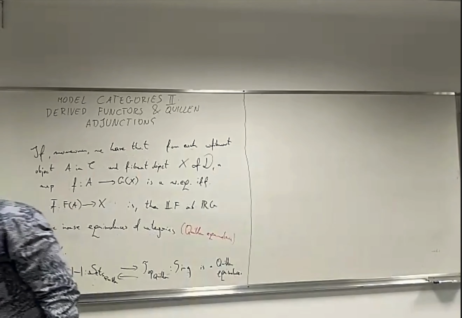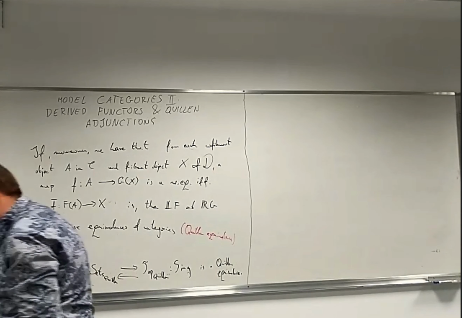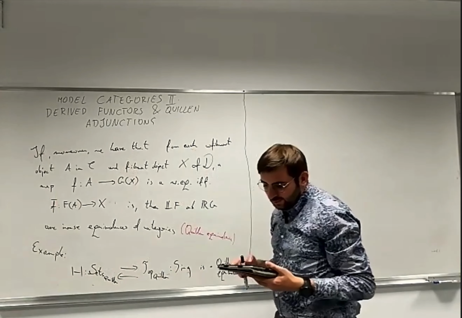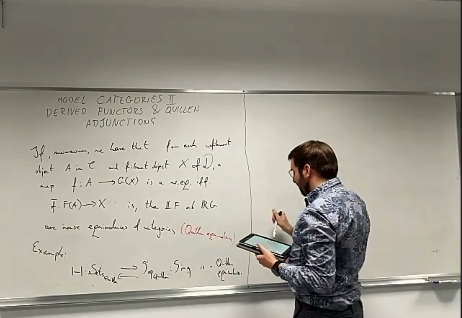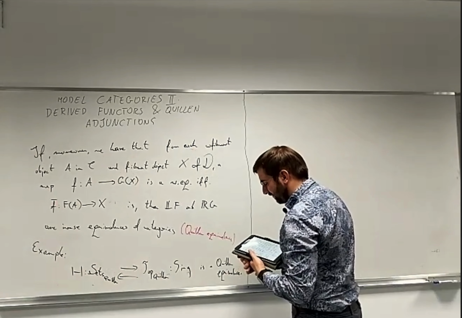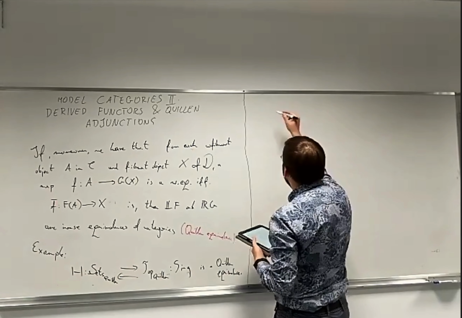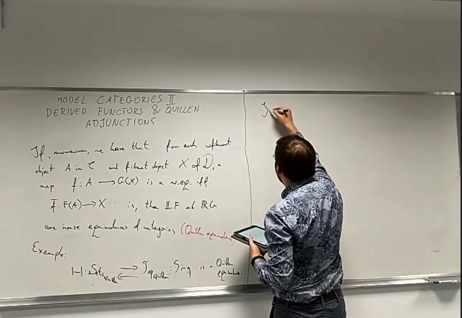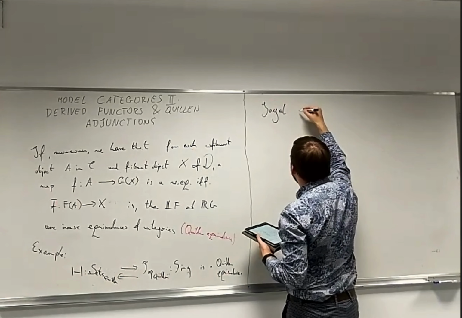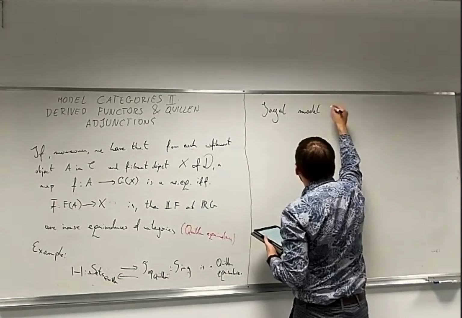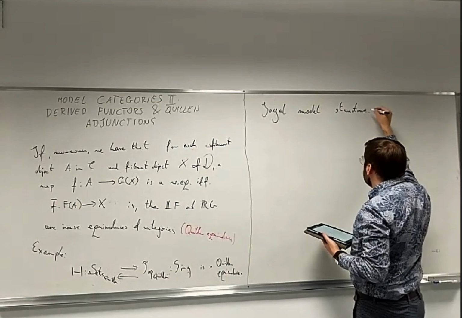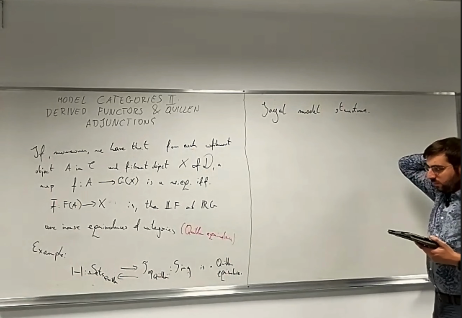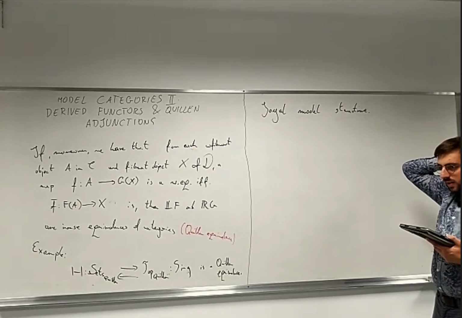Of course, I will provide a Joyal model structure, and I will not prove it. I will not prove that it gives a model structure. So we will take it for granted. Okay, one more thing to say, kind of introductory.